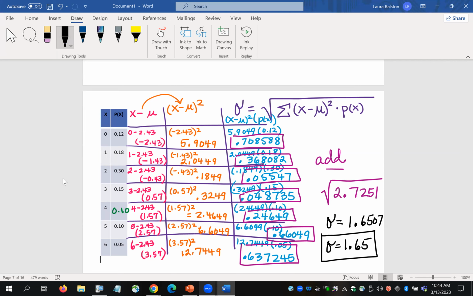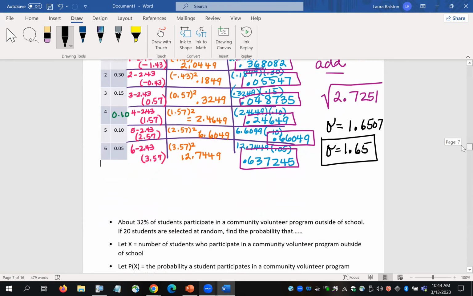Do you have a question about the steps? No, I don't have any questions. Not me either, but it is long. It is long. So, once you get comfortable with it, you can combine some of the steps in your calculator, but just be careful. Okay.